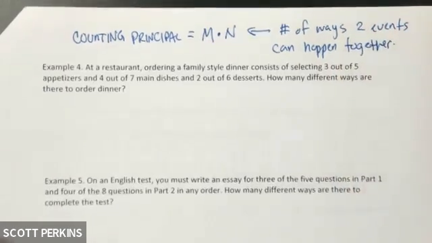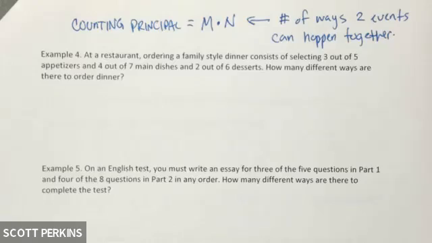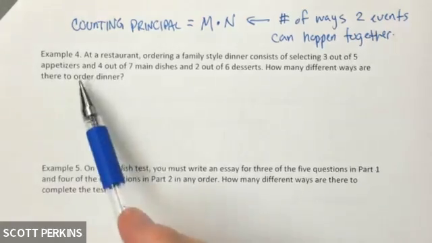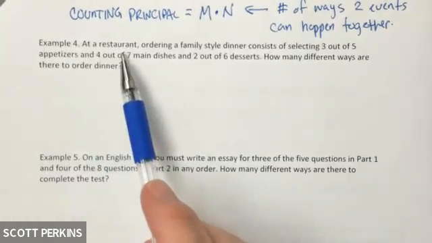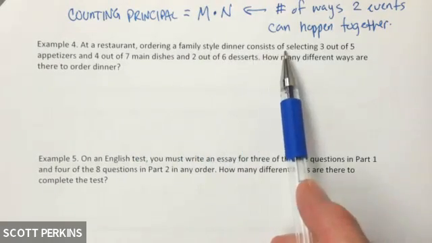If you remember last time, or when you watched the video from the last section, we used the counting principle to come up with how many codes I can make for my iPhone, how many passwords I can make for a website, just to get an idea of the scope. And the reason I bring it up is because now we're going to combine the idea of how many combinations with the counting principle. So for instance, at a restaurant, ordering a family-style dinner consists of something like this.